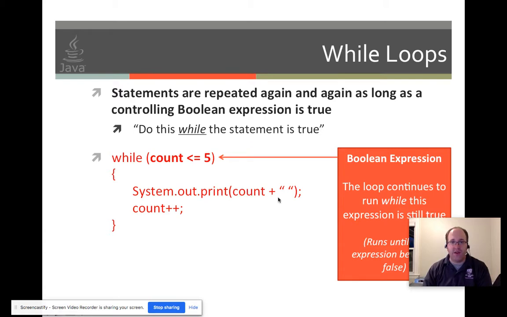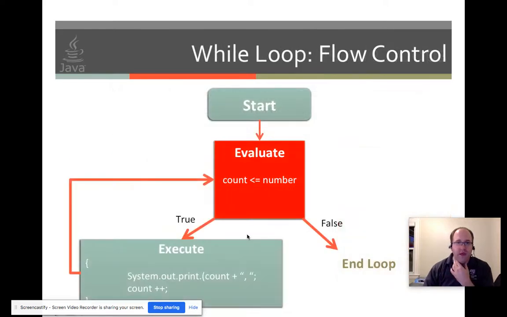And in this case, we're just going to print the value of count out onto the screen with a space, and then increment count. Okay, so this will just keep running and running until count finally becomes greater than 5. When this statement is no longer true, that's when the loop will stop.